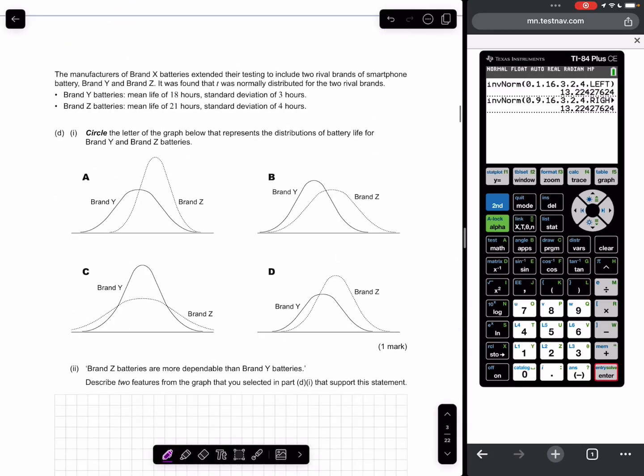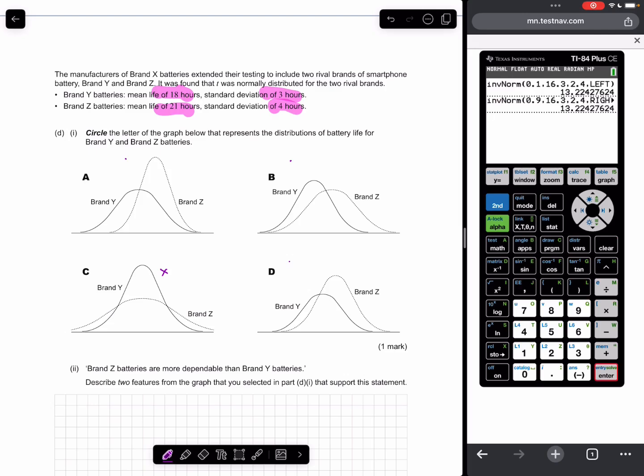The manufacturers of brand X batteries extended their testing to include two rival brands: Y with mean 18 and standard deviation 3, and Z with mean 21 and standard deviation 4. Circle the letter of the graph that represents the distributions of battery life for Y and Z. Y has a lower mean, so it should be to the left. So these are in the same place, no good. Y is to the left here, here, and here.